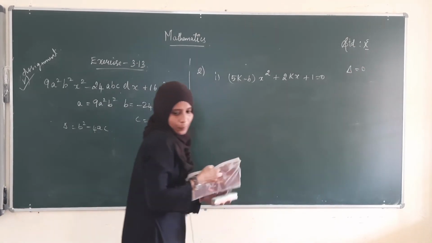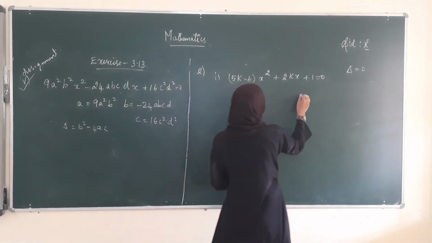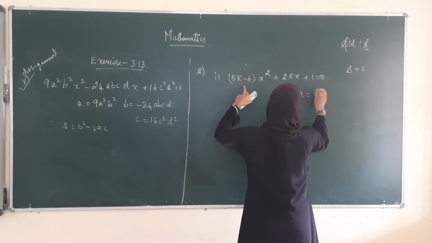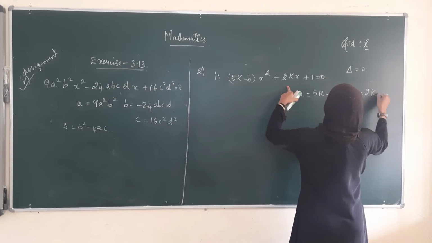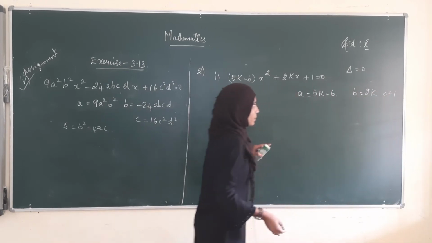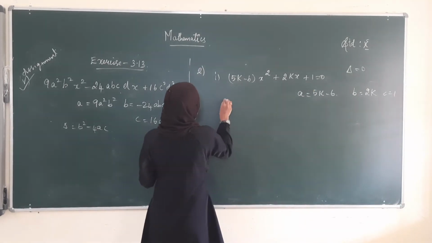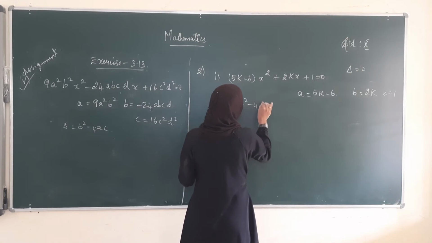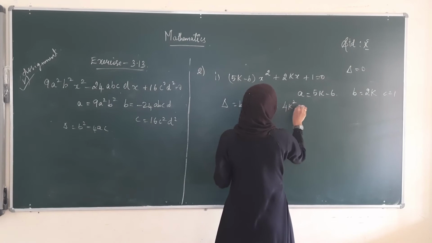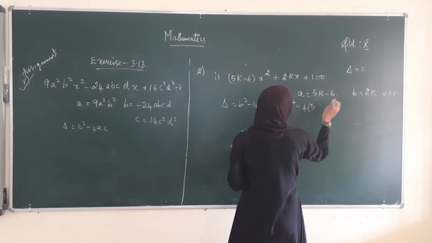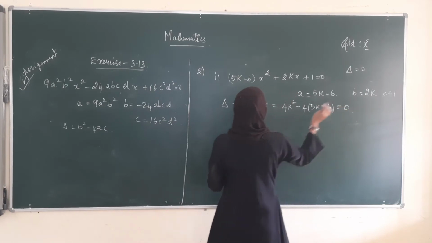Okay, see here we have to find the value of k. They have given del's value is equal to 0. From this we can find a, b and c. What is a? A is 5k minus 6. And what's the value of b? B is equal to 2 into k and c's value is 1. Since the roots are real and equal, del's value should be equal to 0, that is b square minus 4ac. That is b square is 2k the whole square, 4k square, minus 4 into a into c. C is 1. 4 into a is 4 into 5k minus 6, should be equal to 0.